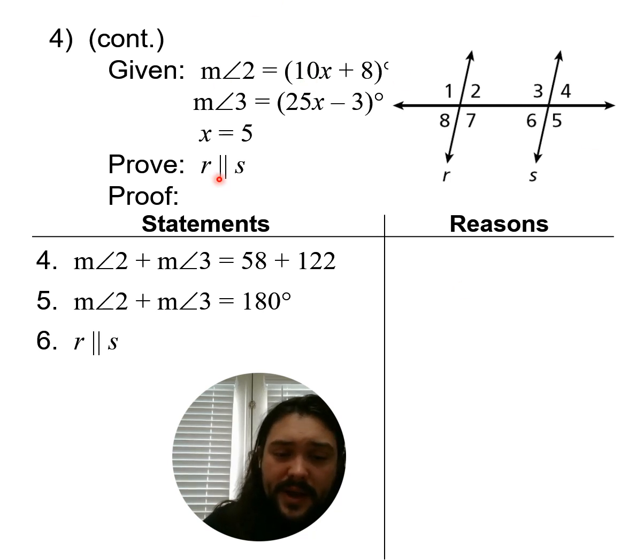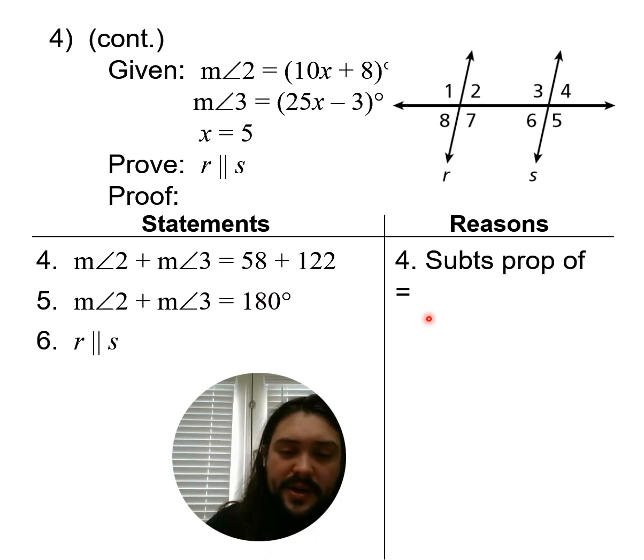Now we keep going, and we know that the measures of those angles equal those values. So that's just substitution, right? It seems a little unnecessary to do that, but that's technically the steps that we would take.